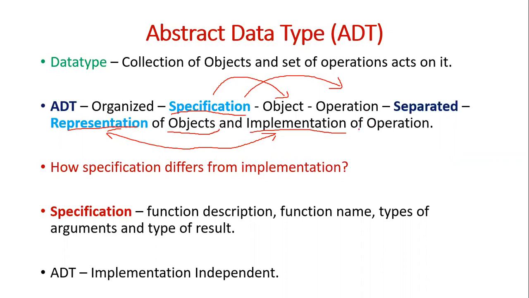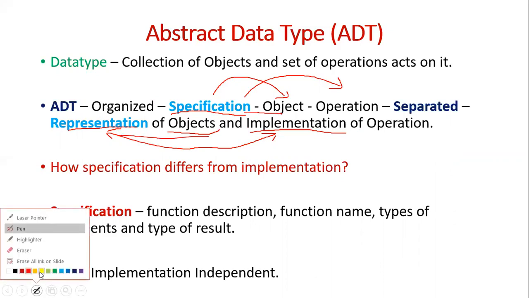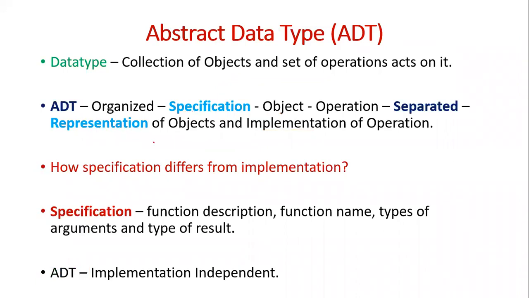Representation of the object and implementation of the operations means how this object is represented using a particular tool, that is, a programming language. Using a particular programming language, how it is represented internally in memory, and how these operations are implemented. Okay, so the point is, an abstract data type is one which separates the specification from the representation or implementation. That is what, in short, you should understand. An abstract data type is one which separates the specification and the implementation or representation.